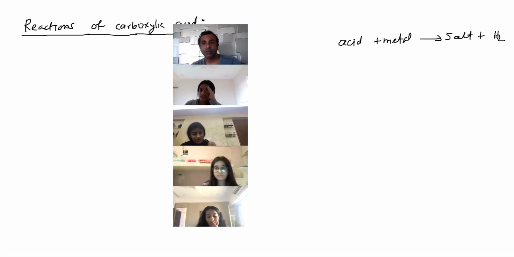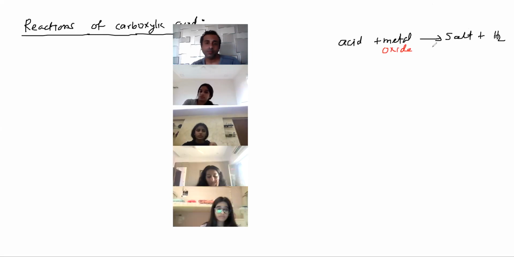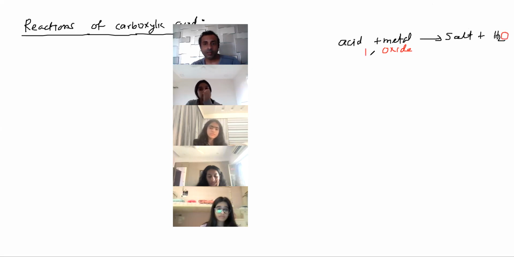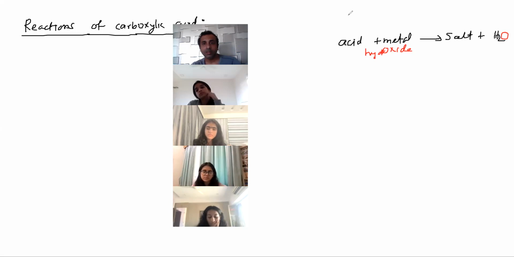So if I take acid plus metal oxide, then salt plus water. If acid plus metal hydroxide, then salt plus water. And finally, if acid plus metal carbonate, then what? Salt plus water plus carbon dioxide. Carboxylic acids will also give you the same reactions.